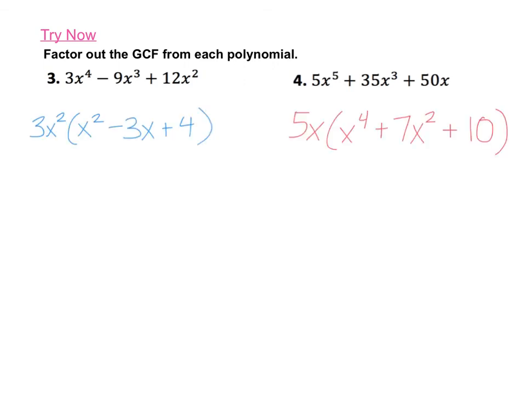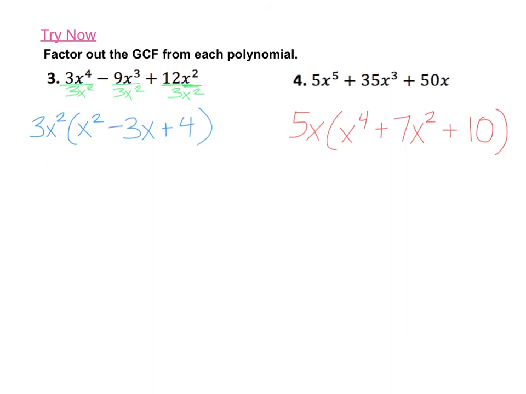All right, here are your answers. For number 3, the greatest common factor was 3x squared. So I have that on the outside of my parentheses. And then inside the parentheses, you should have x squared minus 3x plus 4. Notice again how that greatest common factor, the GCF of the numbers 3, 9, and 12, they're all divisible by 3. So we have a 3 for the number, and then it's the smallest exponent on the variable, which is the x to the second. Then to find what's left over, you're dividing each number by 3, and you're taking away 2 of the x's. So you're essentially dividing all of the terms by 3x squared: divide the numbers by 3, take away 2 of the x's, and you're left with that.